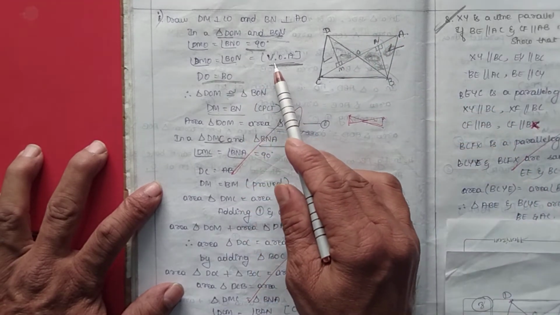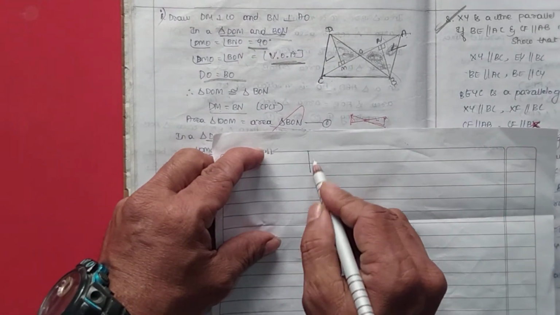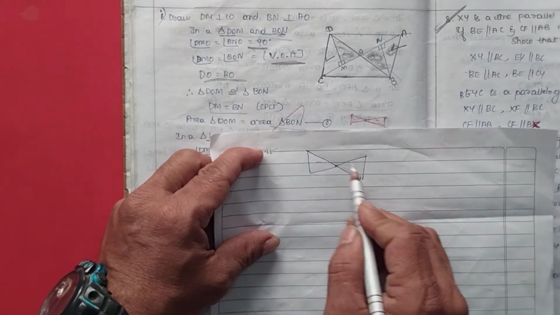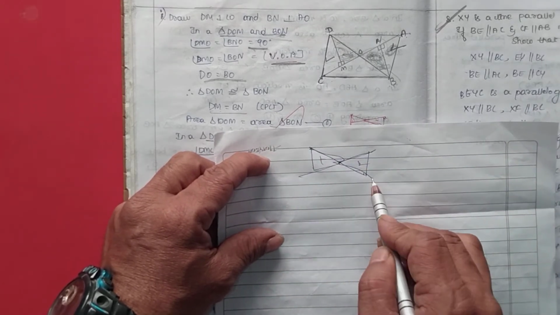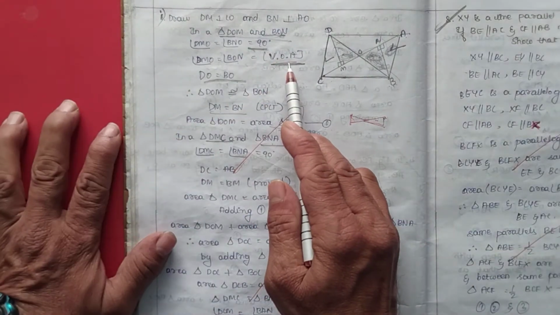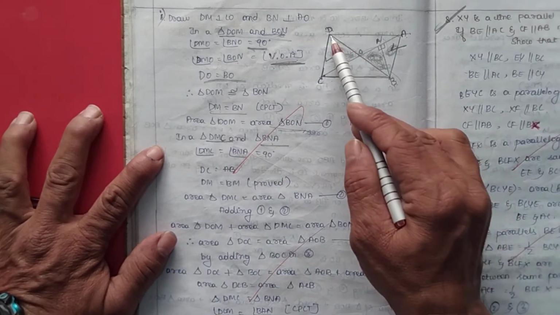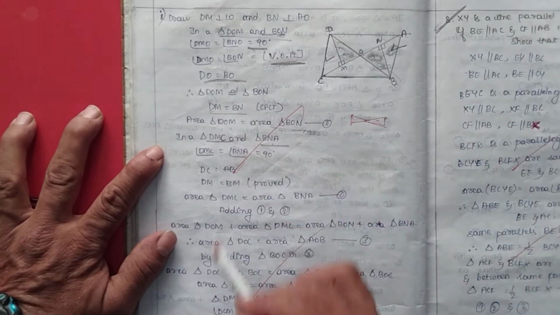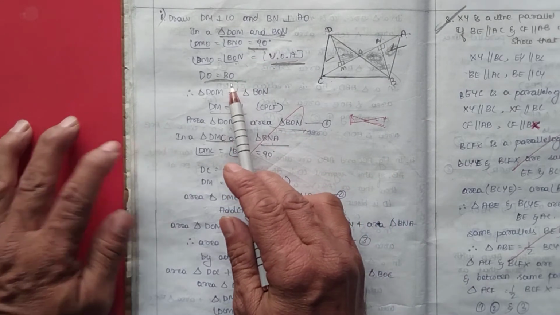Similarly, in triangles DMO and BNO, these two angles are vertically opposite angles. This angle will go this side and this angle will come this side; these are the vertically opposite angles, VOA. And DO is equal to BO, since they are the halves of the diagonal. So the angles are 90 degrees, the vertically opposite angles are equal, and the sides are equal.